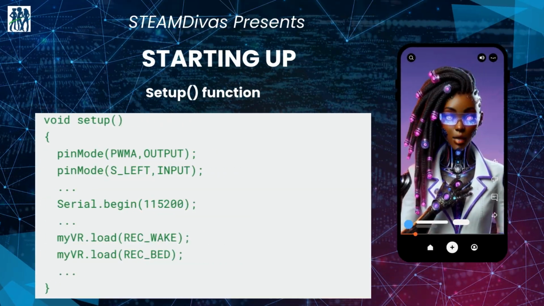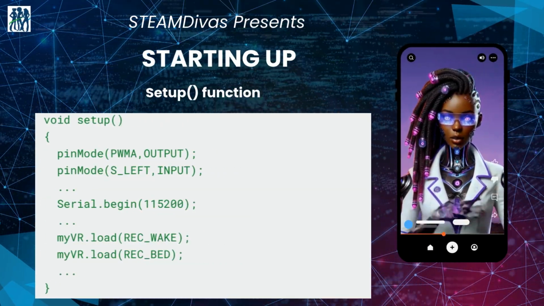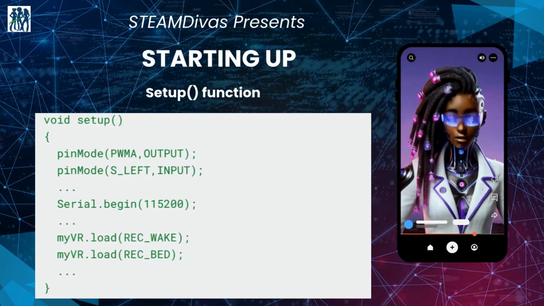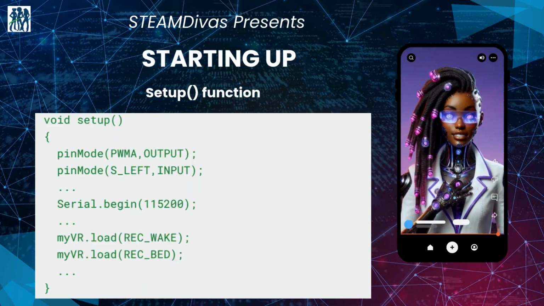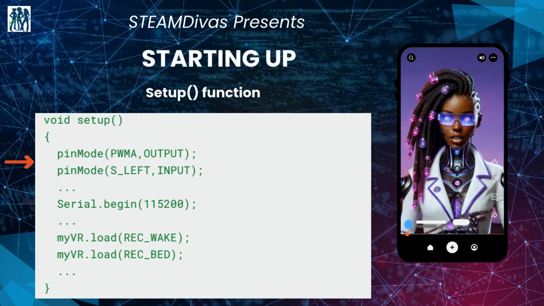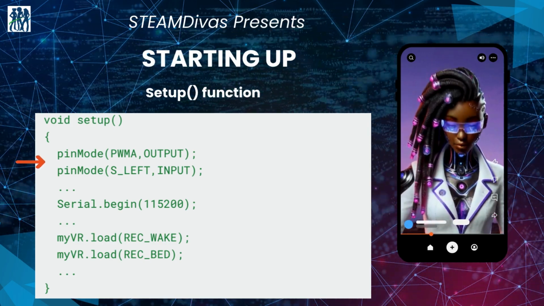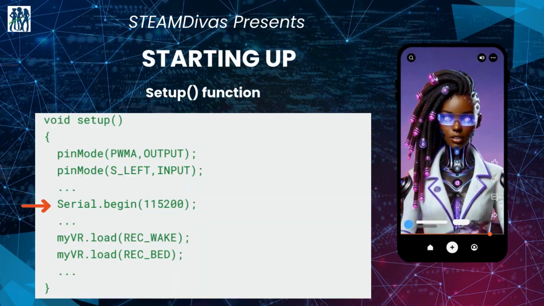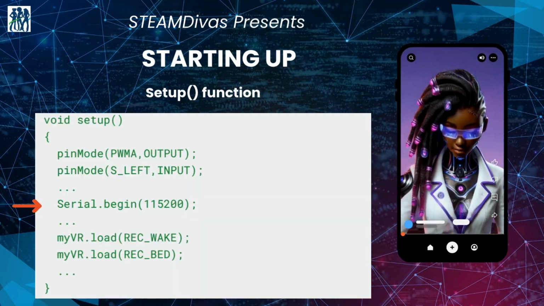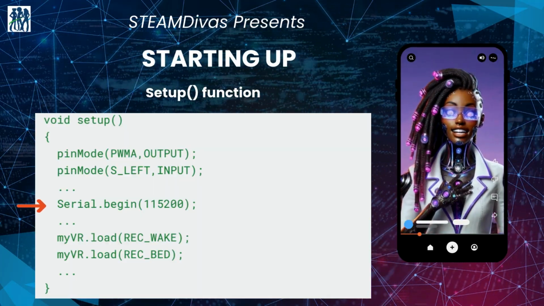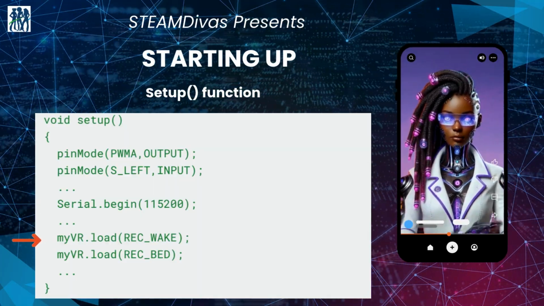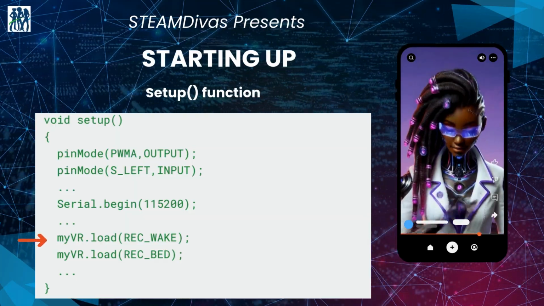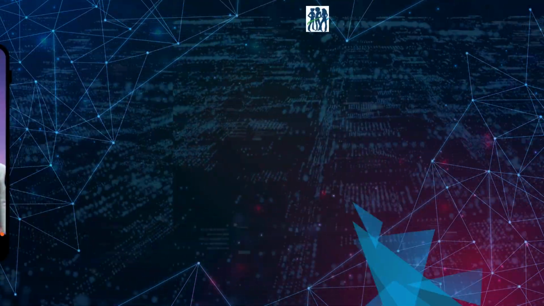This next section, the setup function, only runs once when Lilybot is turned on or when the program first starts. pinMode tells the Arduino whether a pin is an input for sensors or an output for motors. The Serial.begin line opens a communication channel to our computer, which is super helpful for checking if everything is working. The myVR.load lines load the voice commands into her memory so she can recognize them.